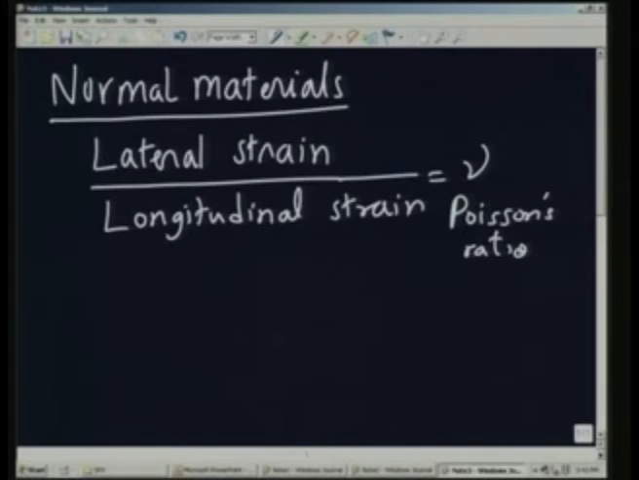This particular value of nu is anywhere between 0 and 0.5 for most materials. There are exceptions, as I said earlier. There are materials for which it may not be in this range, but we are not interested in such materials in most cases. And for most materials, let us look at the consequence of that. So, if I have lateral strain divided by longitudinal strain equal to nu, we can see what is going to happen in the case of what we had earlier.